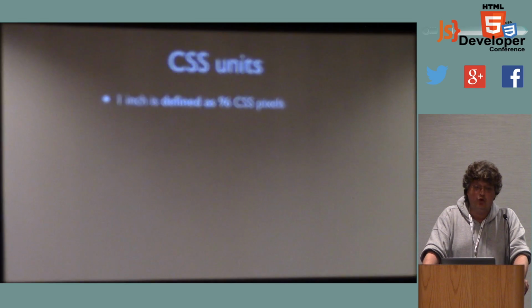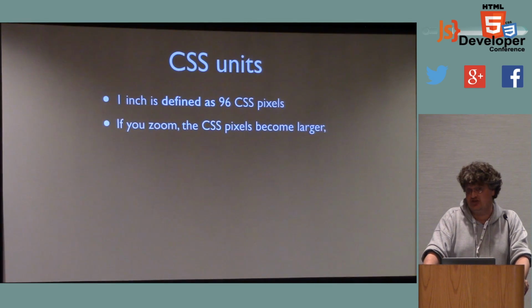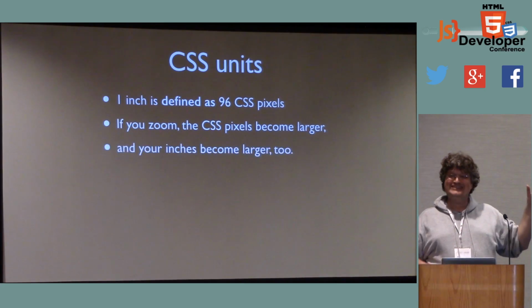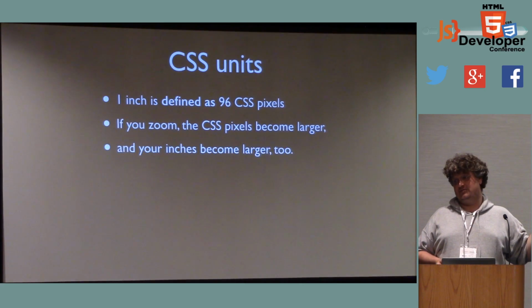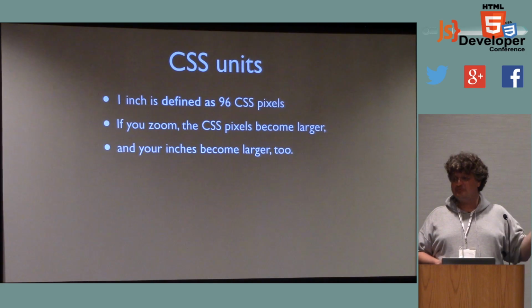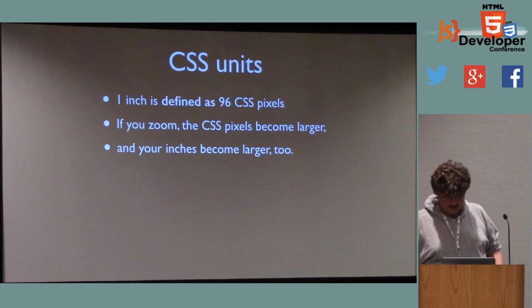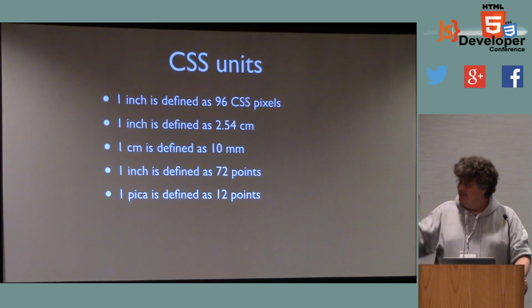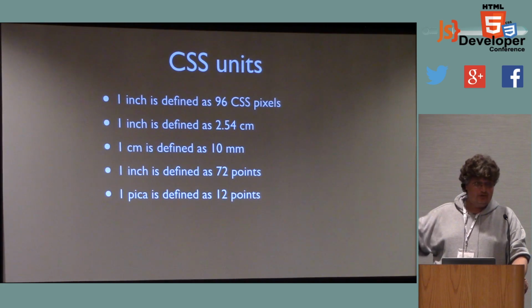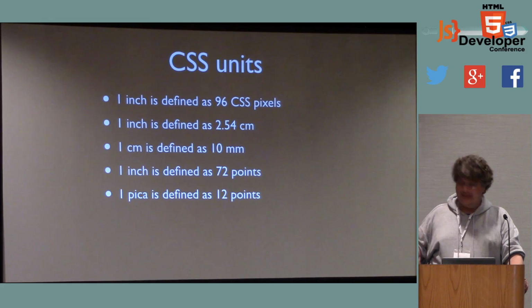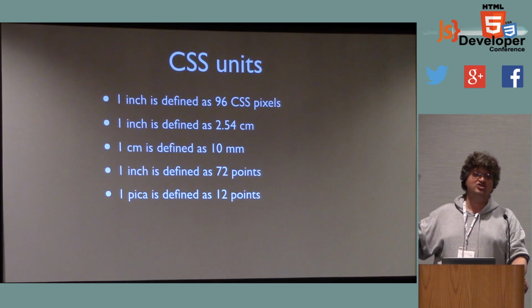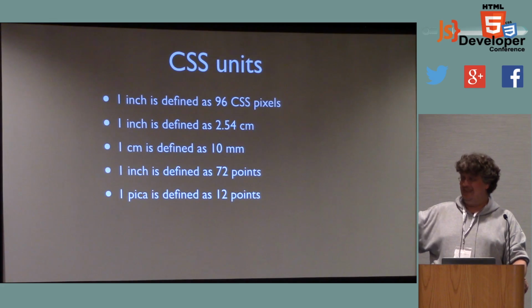If you create two elements, one has a width of 96 pixels and the other has a width of 1 inch, they will always stay the same, even if you zoom and your CSS pixels become larger. If you zoom in, your inch also becomes larger, which means that there is absolutely no connection whatsoever between the true physical world and CSS units. These are the definitions. You can look them up later in my slides or on my site. It's all there. I tested all this again in all browsers. It works everywhere exactly like this.